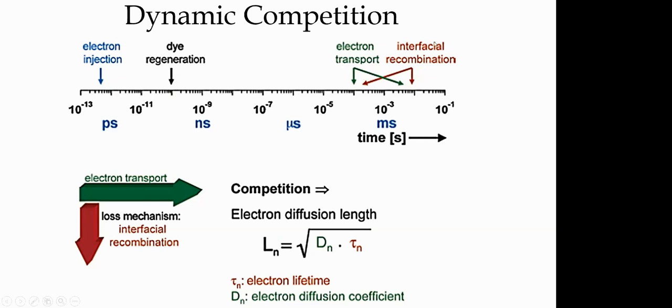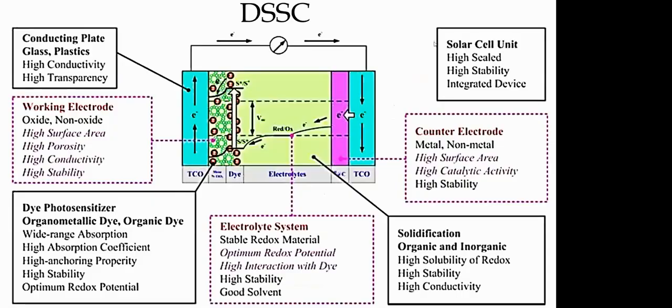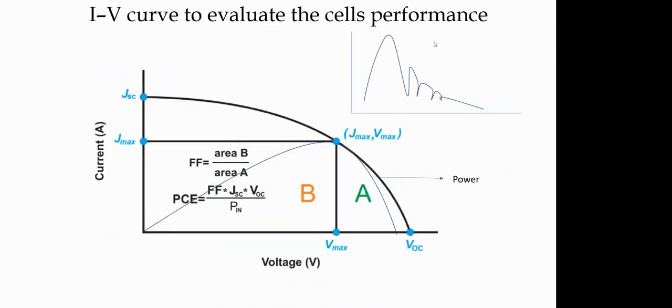That is there. So this is a competing process between electron transport and electron recombination at interfaces. That is there. So this is what we have for an overall picture and how we look into it.